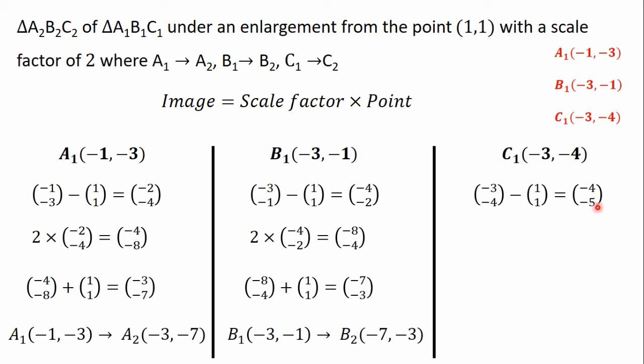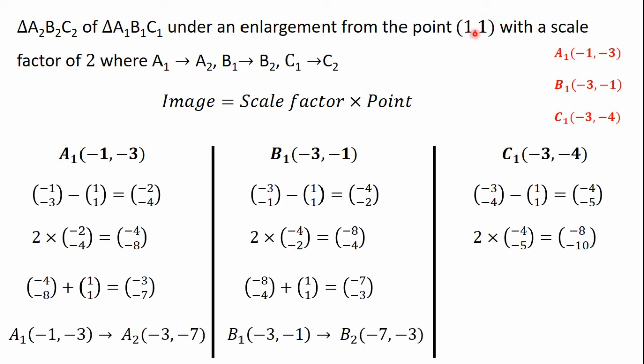The next step says that we have to enlarge (-4, -5) from the origin with a scale factor of 2. And to do that, we will multiply (-4, -5) by the scale factor, which is 2. So 2 times (-4, -5). 2 times -4 gives us -8. 2 times -5 will give us -10. So after enlarging (-4, -5) from the origin with a scale factor of 2, we are having (-8, -10).